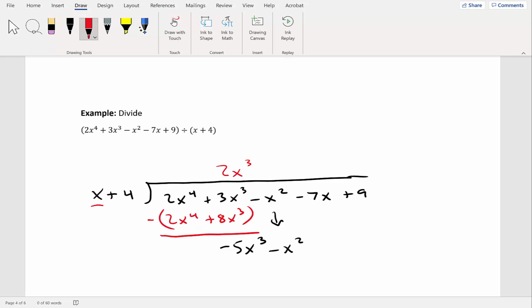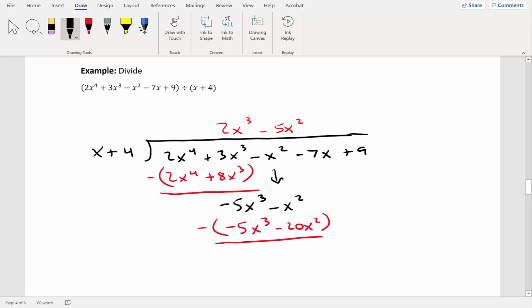Okay? So you have to check what can I multiply x by to get negative 5x cubed. Okay? We'll have to multiply by negative 5x squared. Now let's go ahead and multiply it out. So negative 5x squared times x plus 4, I get negative 5x cubed minus 20x squared. And now we subtract.